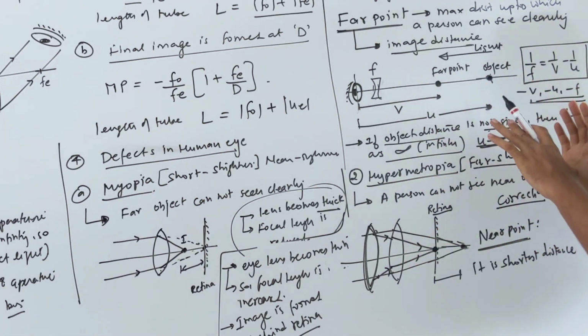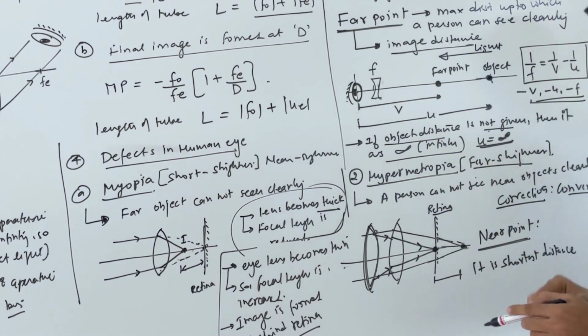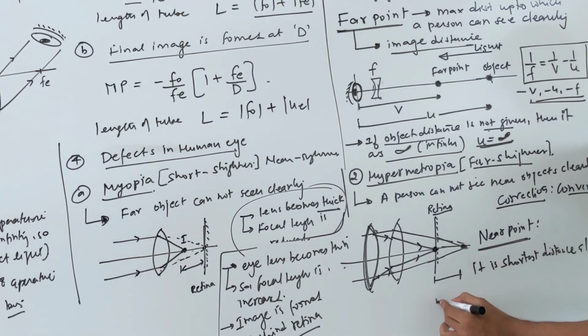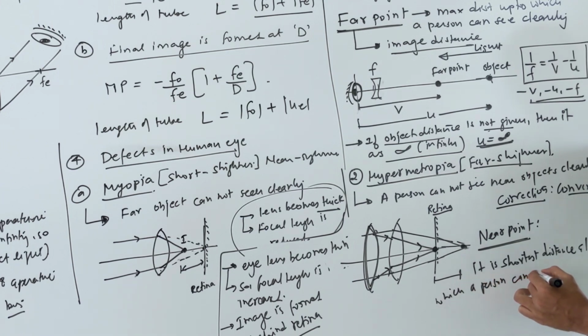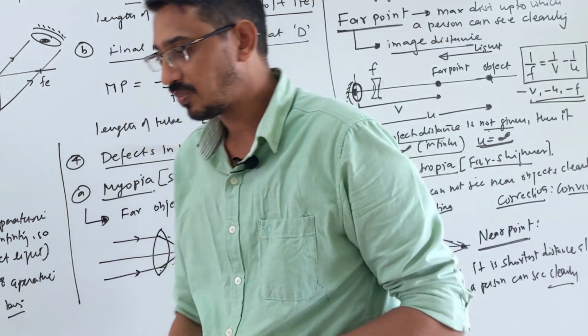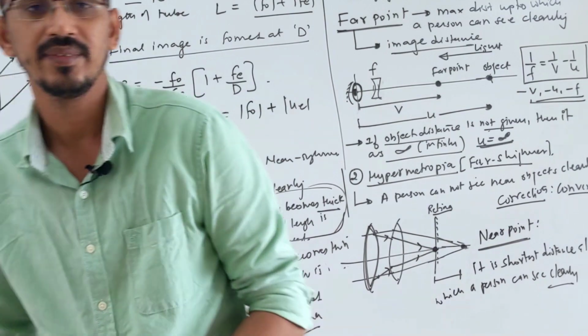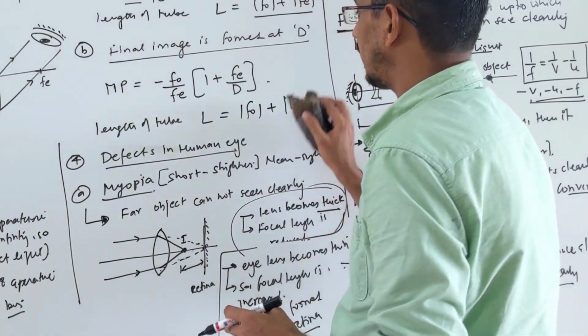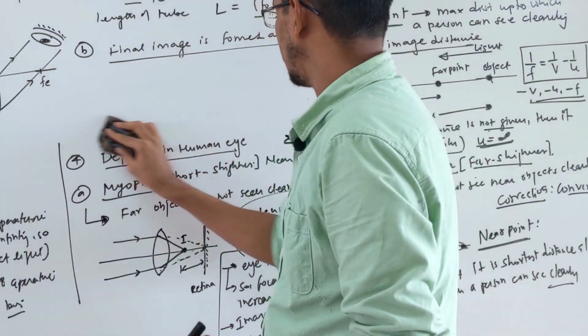After which we can see clearly. Before that we cannot see clearly. It's the shortest distance after which a person can see what? Clearly. Write it carefully. So this is a distance after which a person can see clearly. Before that he cannot see clearly, because nearby objects he cannot see clearly.